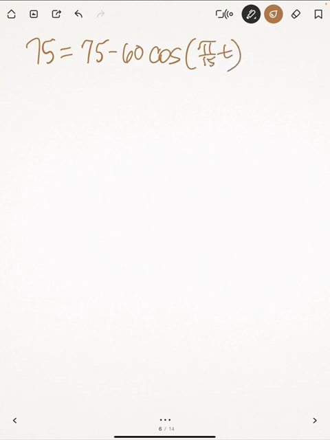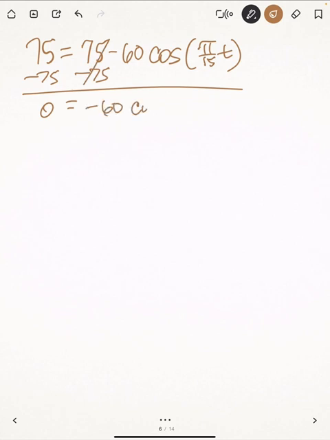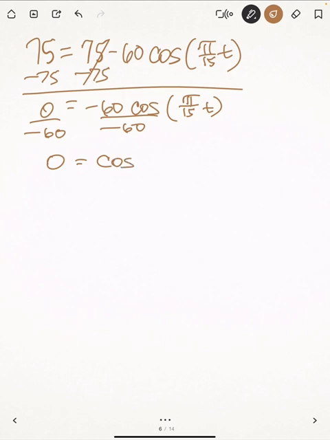So once you do a couple of these, you'll start to get the pattern and you'll start to realize how to work out these problems because they're essentially worked out the same. Just the numbers and the trig function changes. So again, just like before, we're going to subtract 75 from both sides because we're trying to get our cosine by itself. All right, so that gives us 0 on this side, and this is 0, but we don't have to write it. We're going to put negative 60 cosine pi over 15 t. All right, next thing we want to do is divide by negative 60. And we're going to wind up with 0 equals cosine and then pi over 15 t.